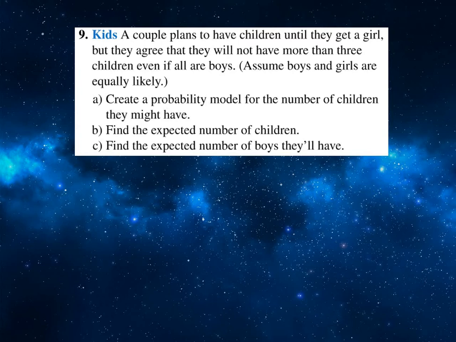So let's say I didn't have a girl on the first child. I had a boy. What's the probability of having a boy? 0.5. If I have a boy, I keep going because I'm not looking for boys. I'm looking for girls. I really want the girls. So I have another child. What is the probability that my children are a boy first and then a girl? 0.5 times 0.5, 1/2 times 1/2, or 1/4.